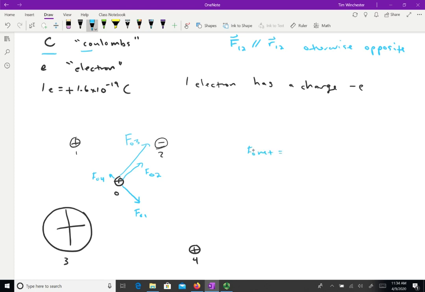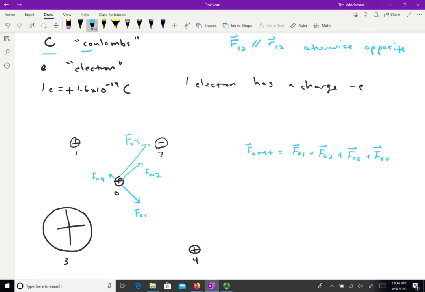If you want to find the net force that is on object 0, then what you want to do is add up each of those other forces. F01 vector plus F02 vector plus F03 vector plus F04 vector. Okay, so you would split each of those into components and then add up all the x components, add up all the y components, and then get the total force.